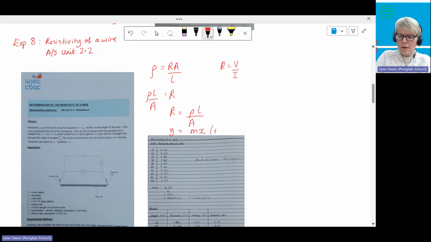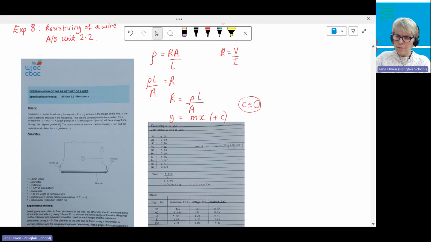I'm going to put plus c in brackets, but the c here should be close to 0, because there isn't an intercept there at all. So I'm just going to assume it's a y equals mx graph. But again, if you've seen any previous recordings, I'm not going to force it through the origin here. It might be close to the origin, but I'm not going to force it.